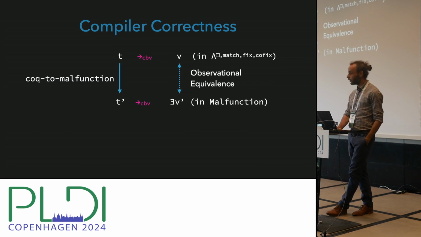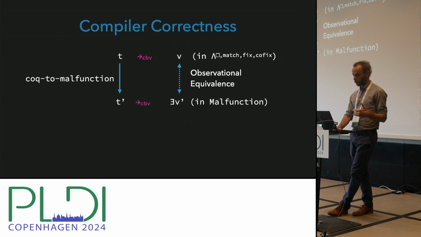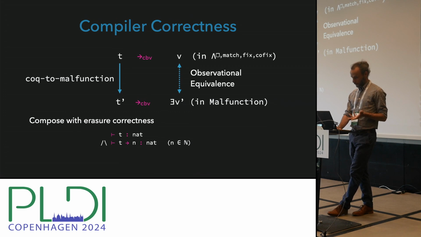So compiler correctness, we still follow the same forward simulation. If we have T which call by value evaluates to V in the erased language, then our compiler down to malfunction will also preserve observations. We can compose with the erasure correctness to get the same theorem for the lower level now.